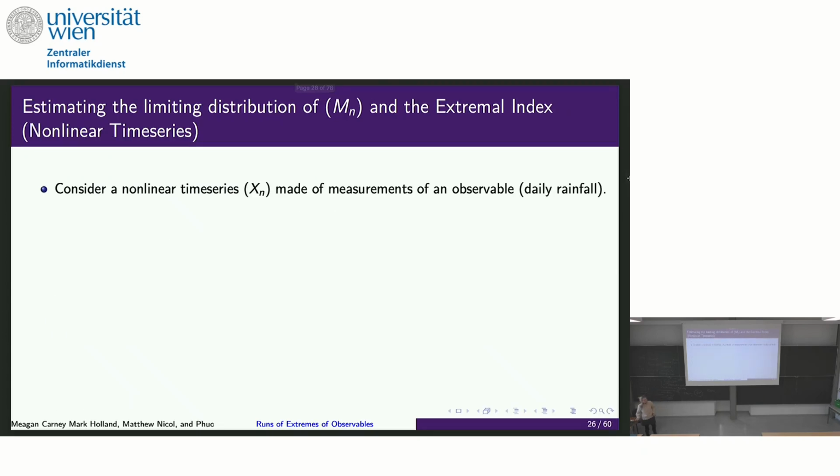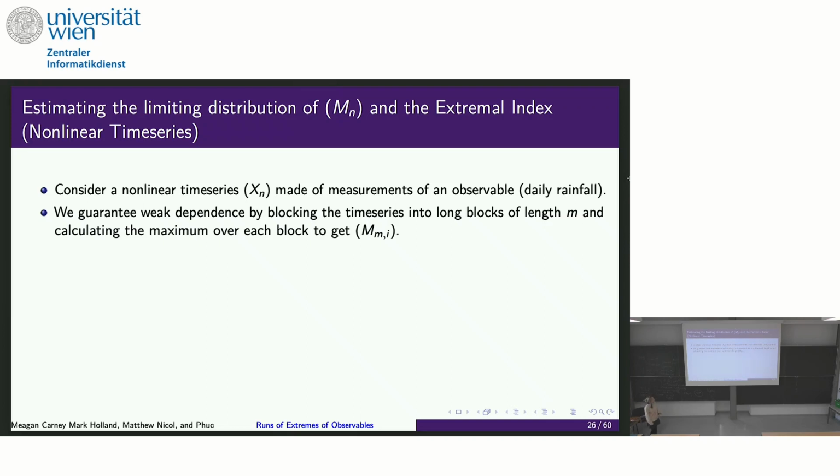All stuff people know. But from the nonlinear time series perspective, we don't know the set of functions that describe our system, right? All we get out are measurements of something. So for example, daily rainfall.